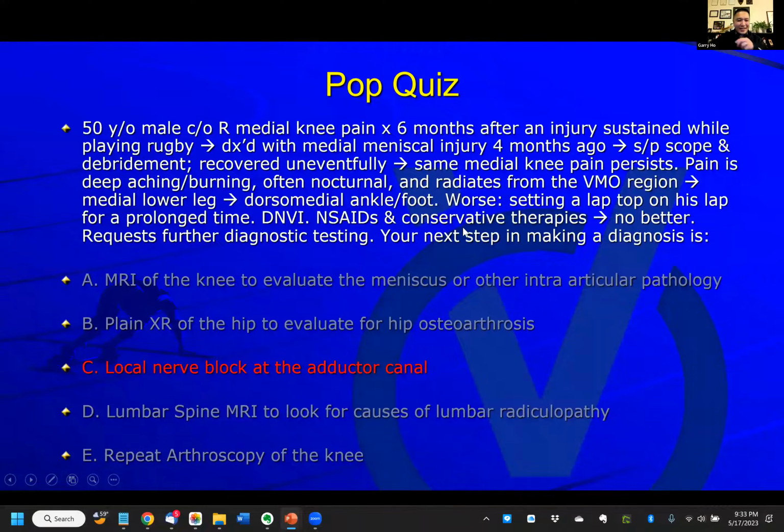Okay. All right. So the answer is answer C. They're trying to drive you towards looking at the saphenous nerve, and it looks like everybody did well there. Okay. Next question.